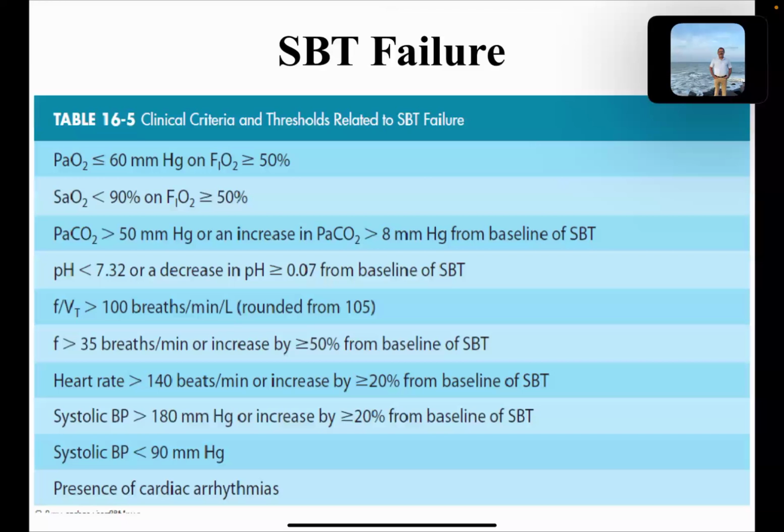So spontaneous breathing, not all the parameters you see every day. Usually the PaCO2, PaO2, and PF ratio, and the RSBI or F by VT ratio.